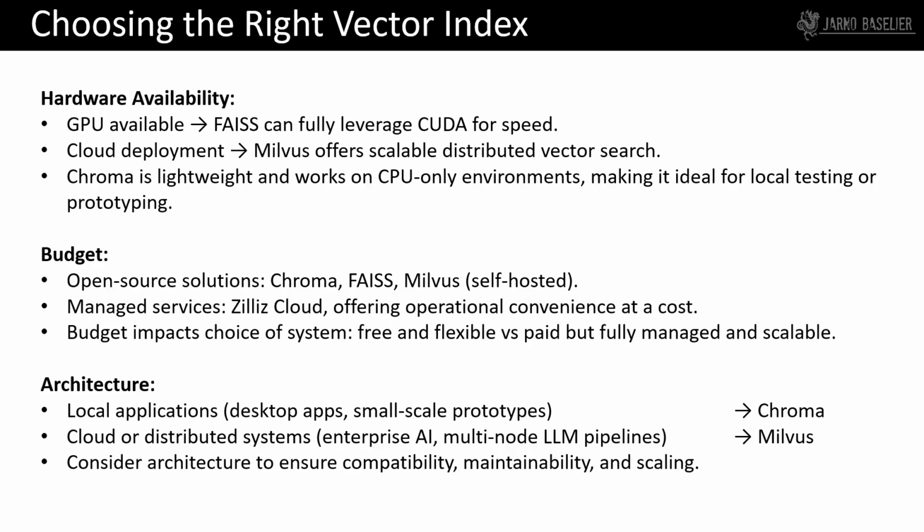Hardware availability: if a GPU is available, then FAISS can fully leverage CUDA for speed. Cloud deployment: Milvus offers scalable distributed vector searches in the cloud. And Chroma is lightweight and works on CPU-only environments, making it ideal for local testing or prototyping.